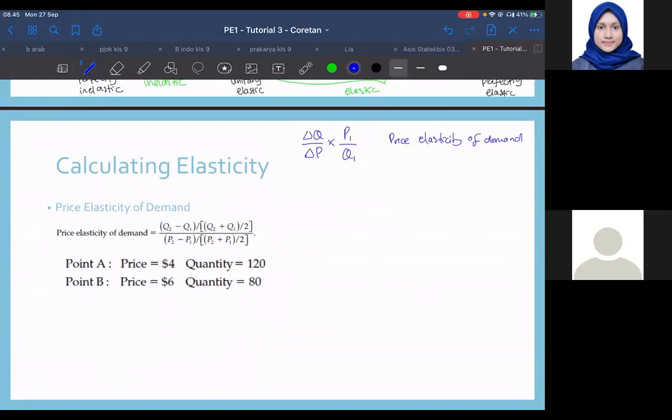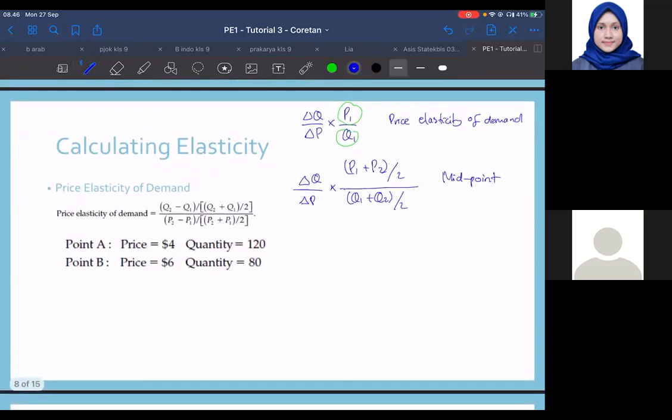But if you use the midpoint, the formula will be delta Q per delta P, but here we don't use P1 and Q1 anymore. Instead of P1, we use P1 plus P2 per 2. Instead of Q1, we use Q1 plus Q2 per 2. That's why it is called the midpoint price elasticity of demand. Okay, simple, as simple as that. We change this only, change this by this.